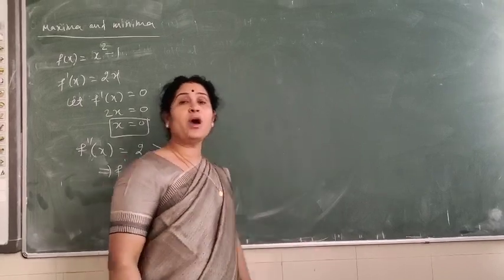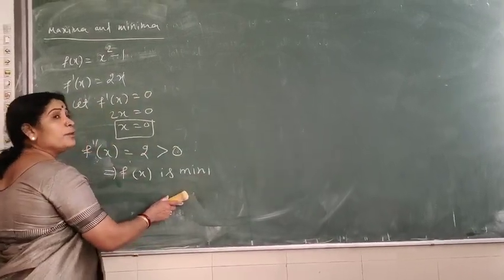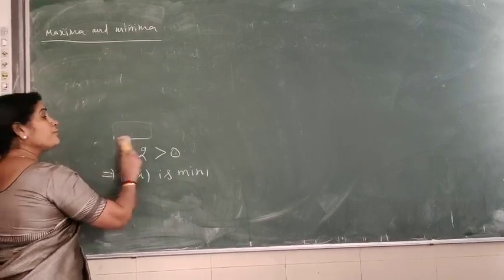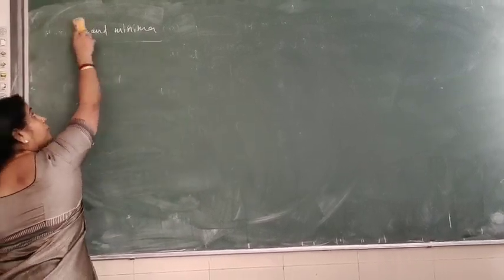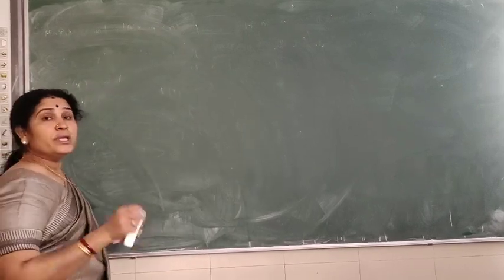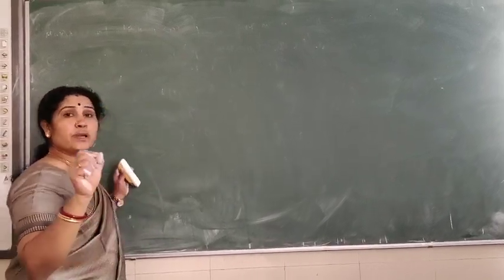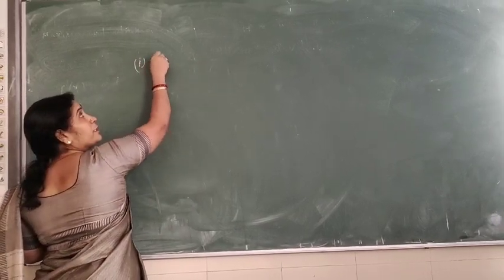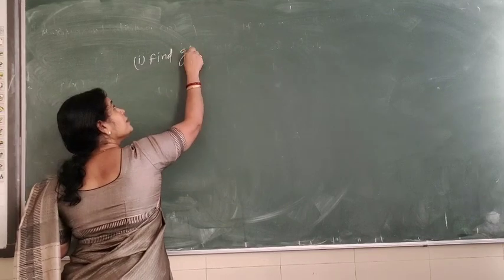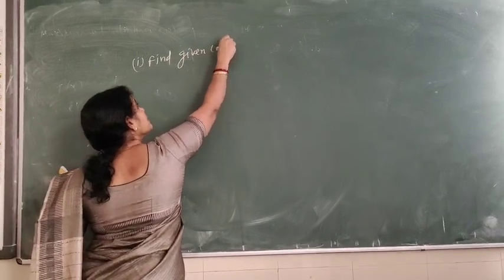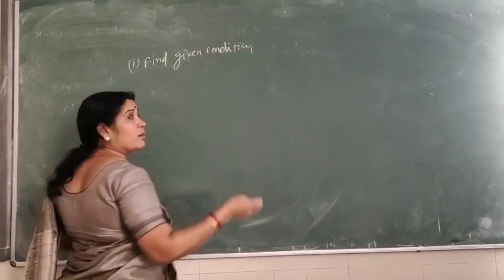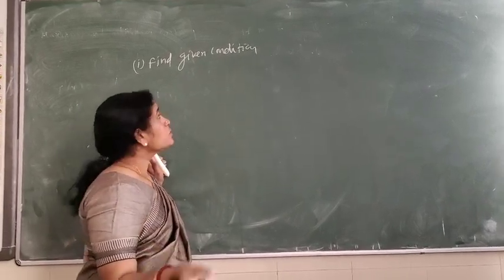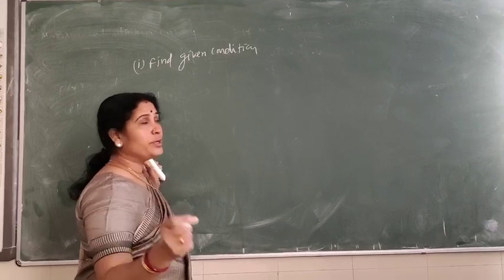Clear to you? Now, anyhow, for this maximum and minimum, we have word problems. Definitely they will ask one question on this word problem. You have to thoroughly do the NCERT questions. Even then, let me give some steps for word problems. First you have to find the given condition. Given condition means maybe volume is given, maybe surface area is given, maybe radius is given. So you have to find out what is given.